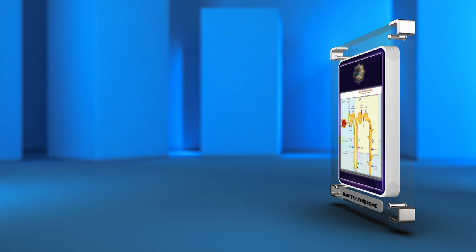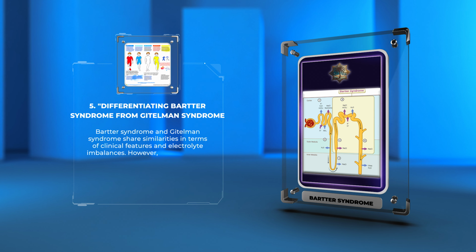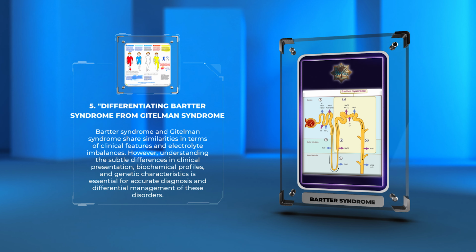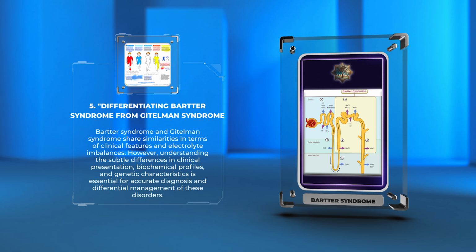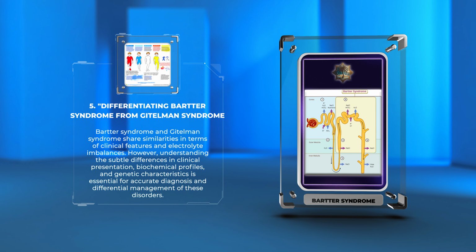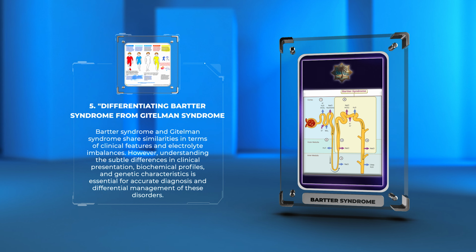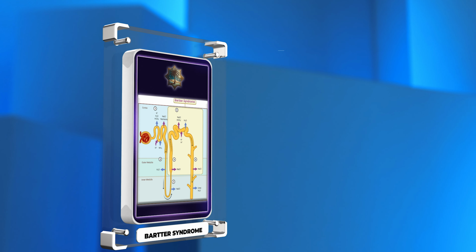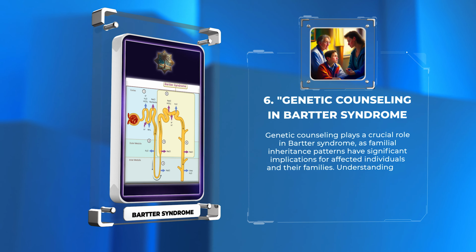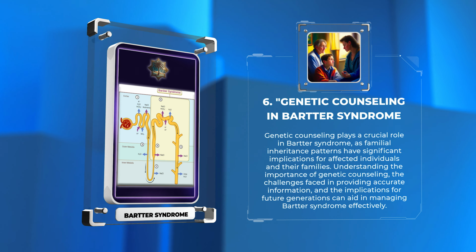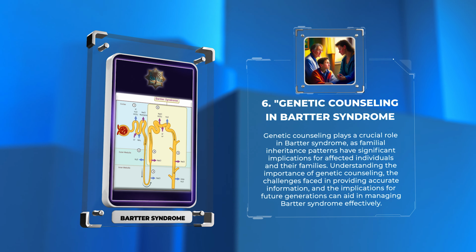Bartter syndrome and Gitelman syndrome share similarities in terms of clinical features and electrolyte imbalances. However, understanding the subtle differences in clinical presentation, biochemical profiles, and genetic characteristics is essential for accurate diagnosis and differential management of these disorders. Genetic counseling plays a crucial role in Bartter syndrome, as familial inheritance patterns have significant implications for affected individuals and their families.